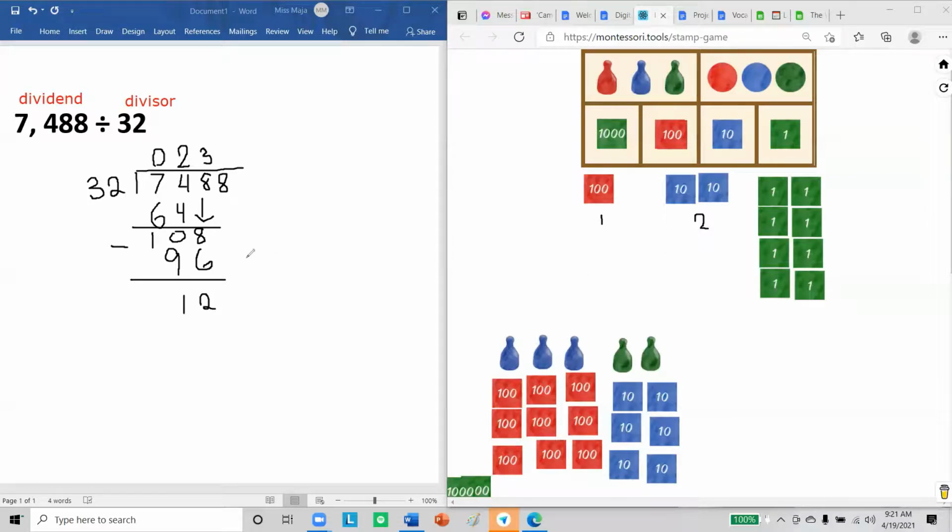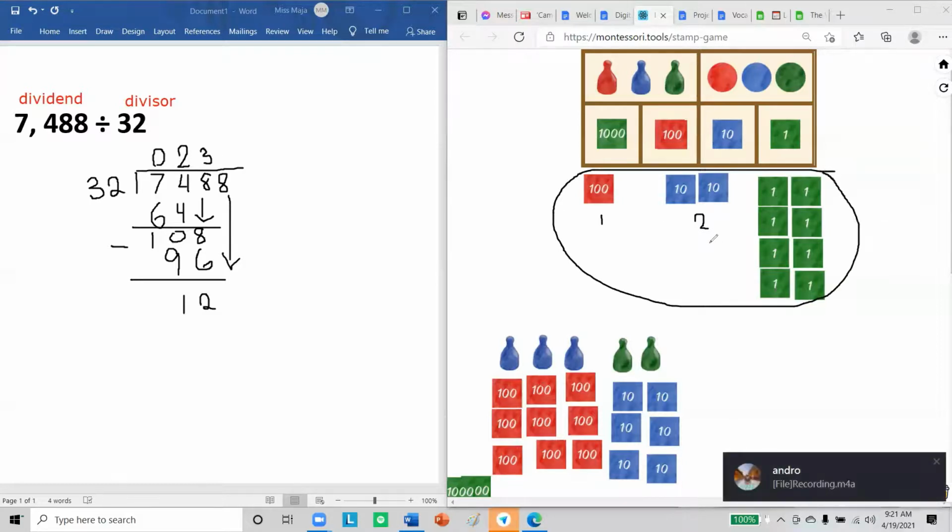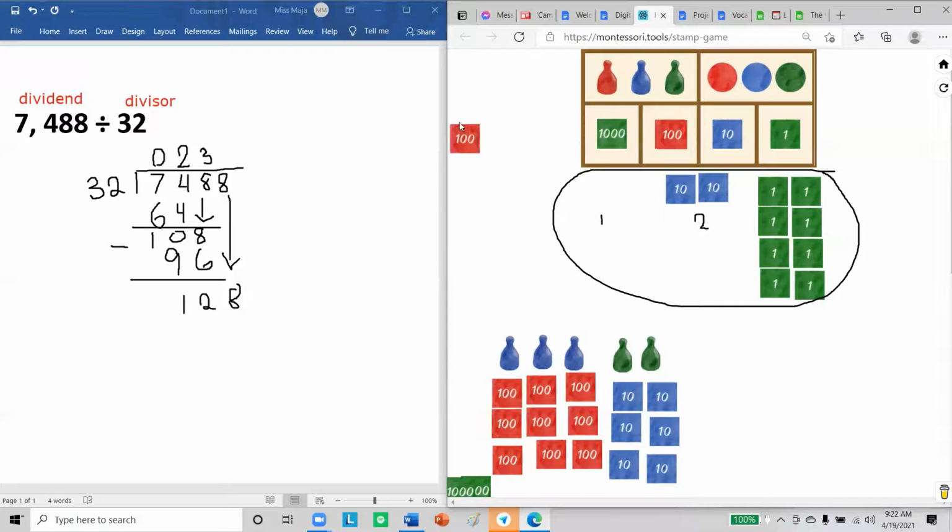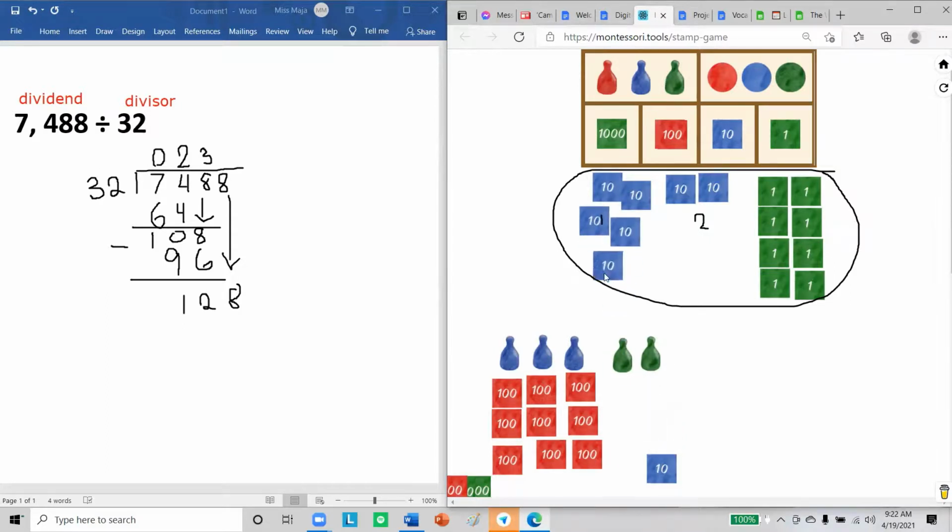So now what we're going to do next, we're going to bring down the next category. So now we're going to divide all of this. But then I have to exchange my hundreds to the tens so that I could equally divide it by 32. So your 100, I'll place it aside. I'm going to use the other material that we have here. So 100 is equal to 10 tens. 6, 7, 8, 9, 10. So I just added the 10 tens that we have here.